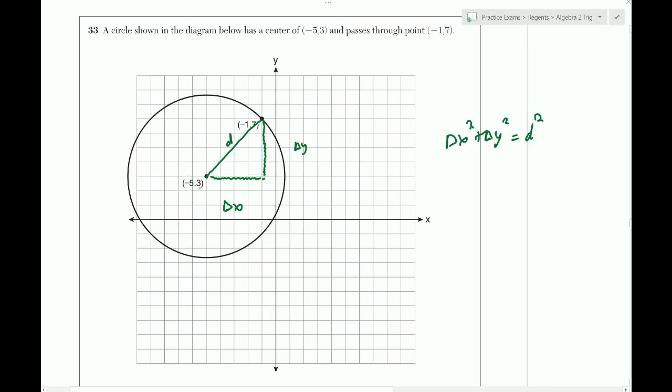So the change in x values goes from -5 to -1, so that's a distance of 4 along the number line. Now, the y values go from 3 up to 7, so that's also a distance of 4. So the value of d is going to be the square root of 4 squared plus 4 squared. So it's going to become the square root of 32, which breaks down to 16 and 2, so that's going to be 4 radical 2.